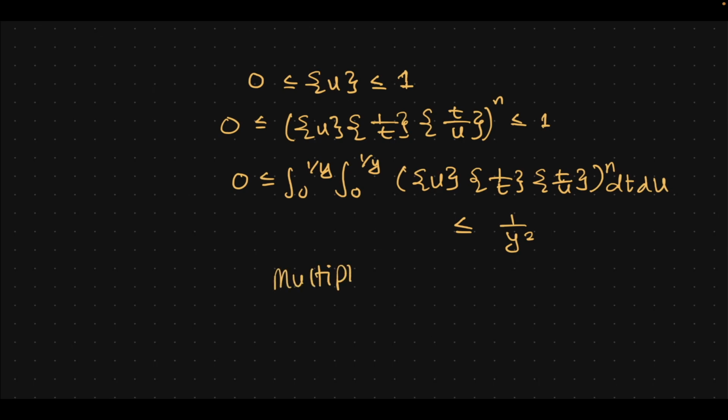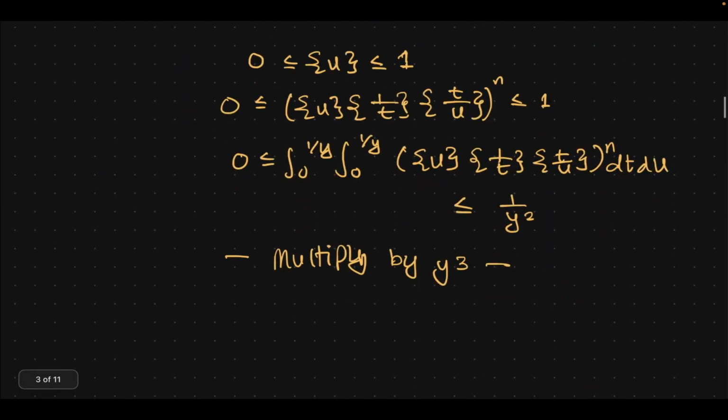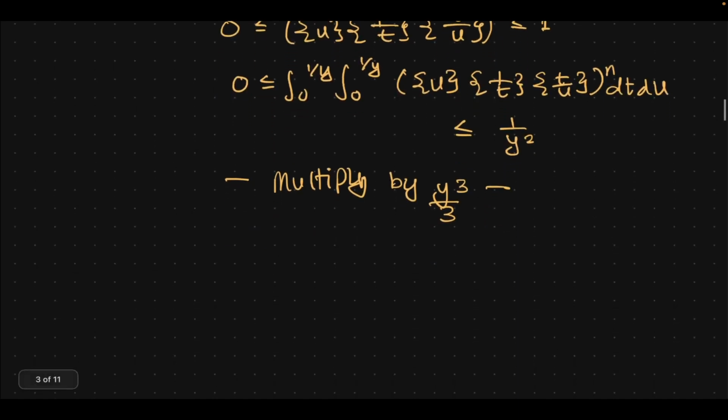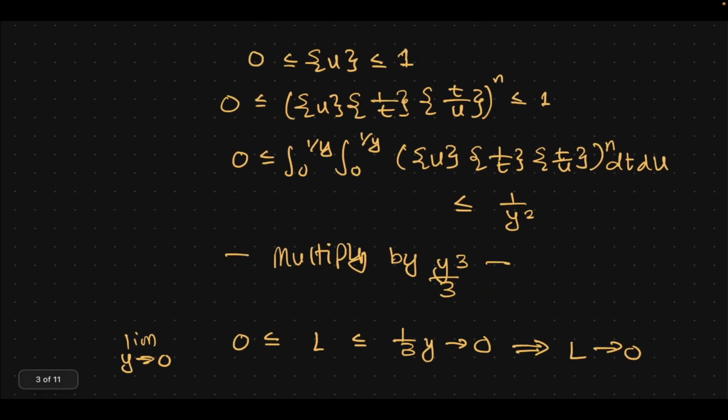If we multiply by y cubed to everything, then this integral just becomes L, right? Because L was just this integral times the y cubed over 3 part. Let's divide by that 3. We get L here, and then this becomes 1/3 y. Now if you take the limit as y goes to 0, L is bounded from 0 to 0. So that means L goes to 0 in that limit. So the limit really vanishes, which is nice.